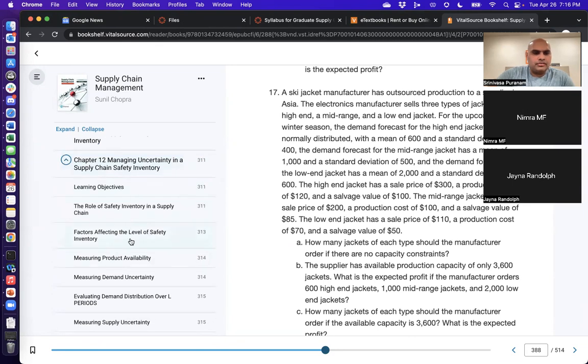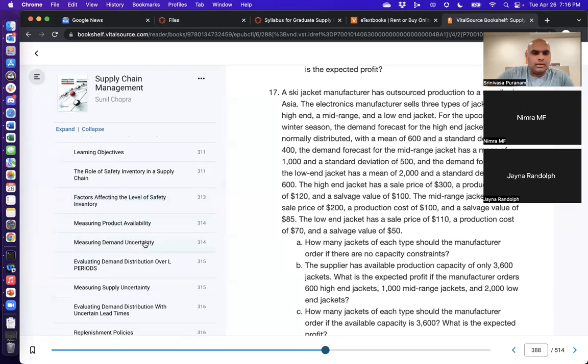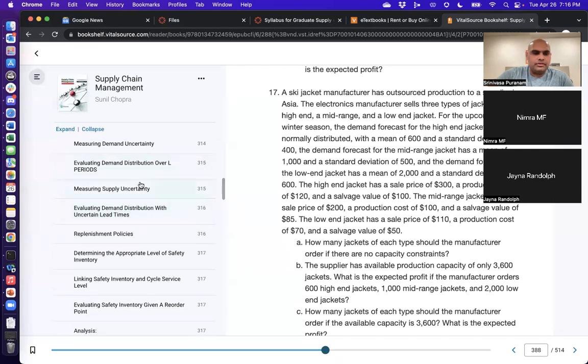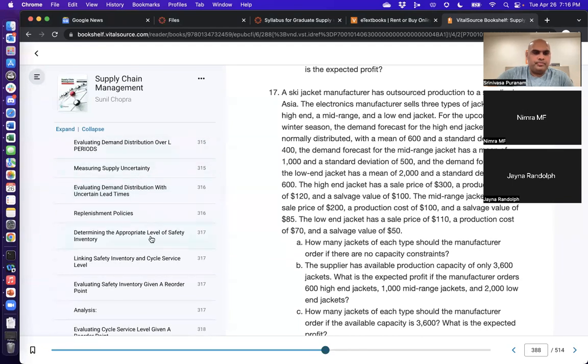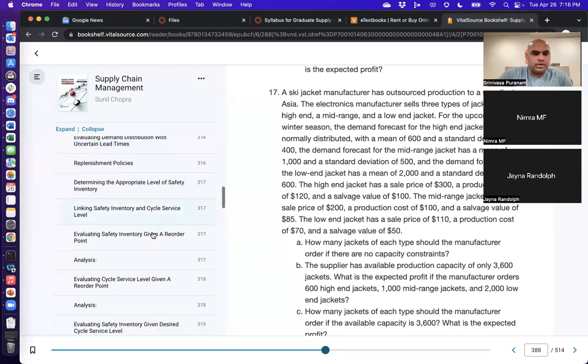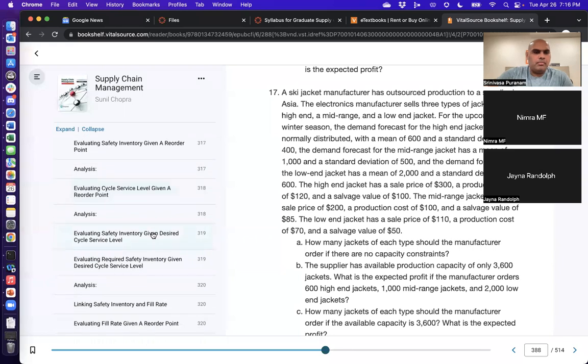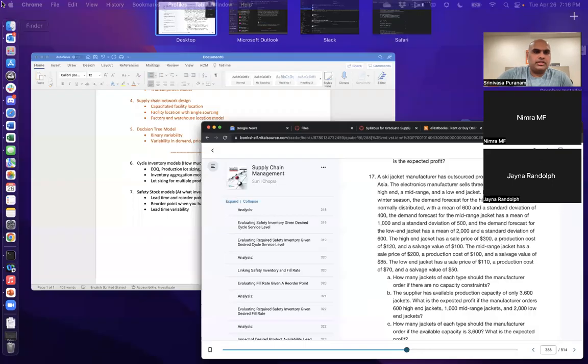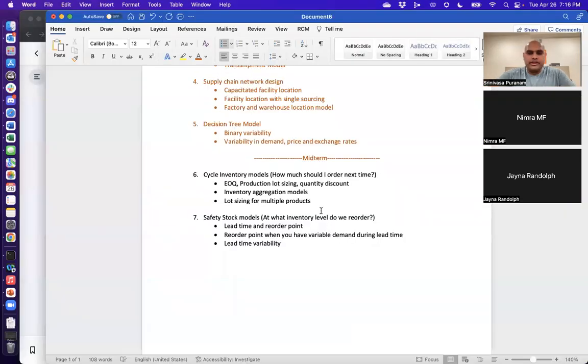We looked at factors affecting safety inventory: demand variability, demand uncertainty. We saw evaluating demand distribution over L periods. We did all of that. Then the appropriate level of safety inventory. The idea of cycle service level, we learned about that. So cycle service level and fill rates.